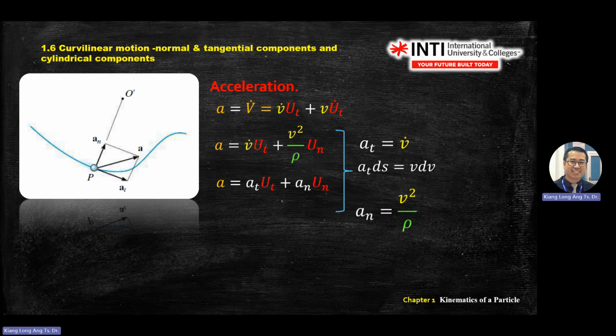Write a equals a_t u_t plus v squared over rho u_n. This one is a_t, this one is a_n. Remember that one. I won't ask you on the derivation steps. I will ask you on the application of this equation.